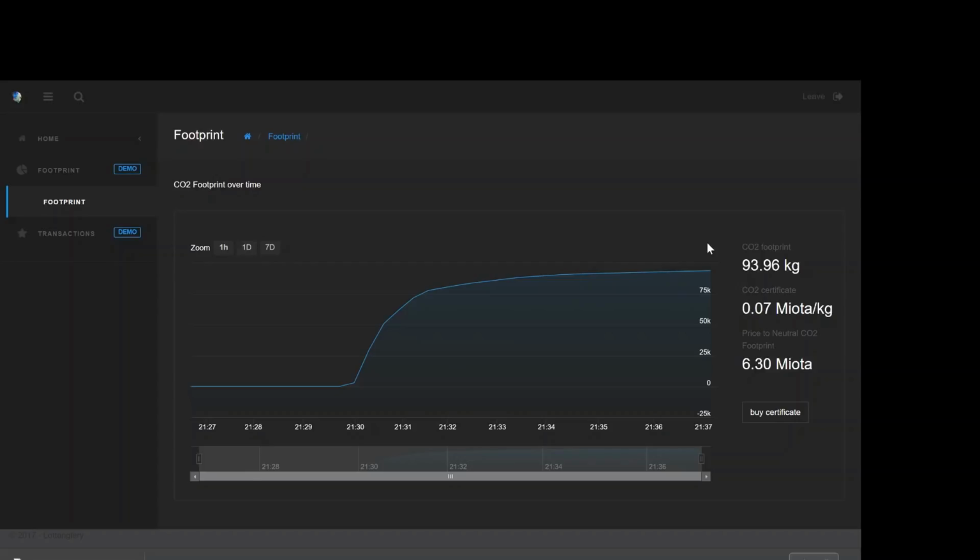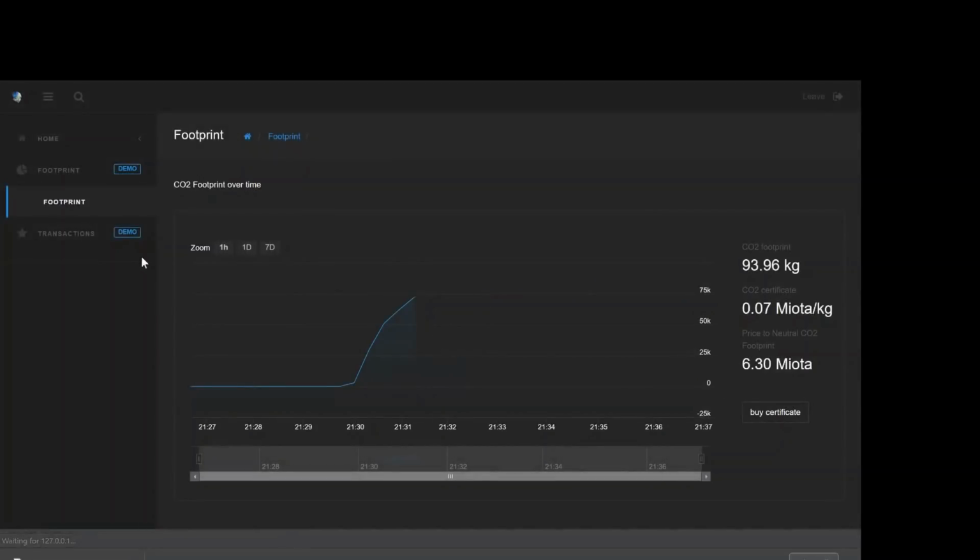It's obvious that this is not coming from the cigarette alone, but we multiplied a mass flow here in order to be more realistic. This is about the mass flow of the exhaust gas in a small power producing facility. We have here a CO2 certificate price, which is simply mock-up data. In this example, we can buy CO2 certificates for 0.07 IOTA per kilogram in order to get rid of our footprint. So the total price is 6.3 IOTA.